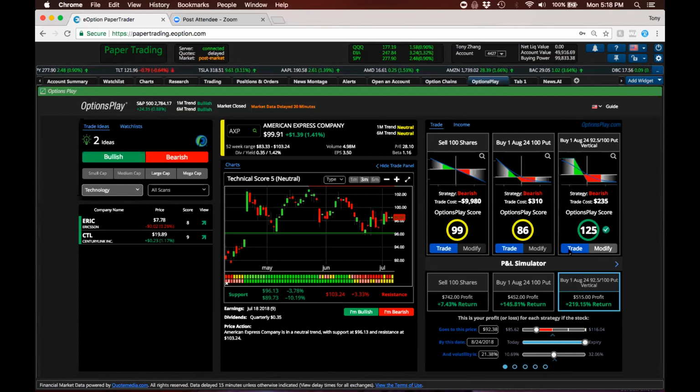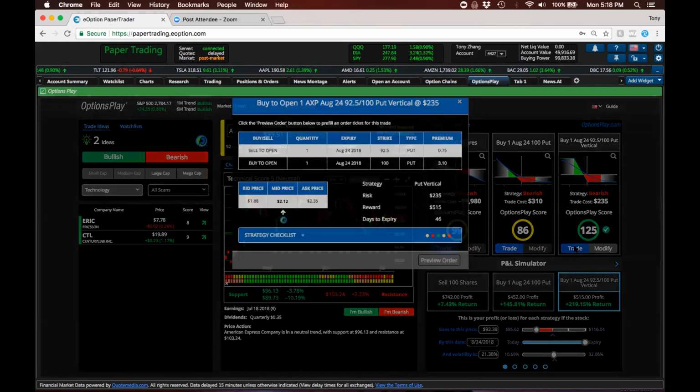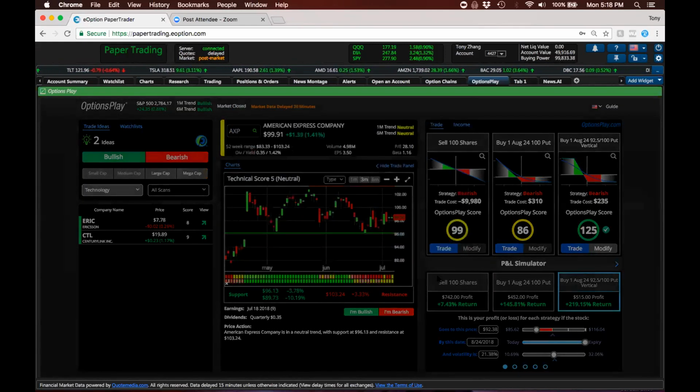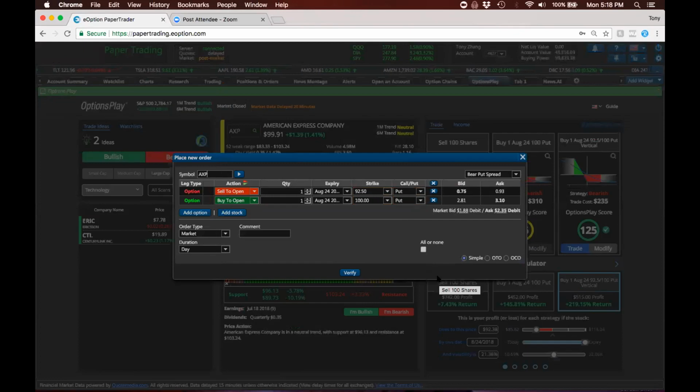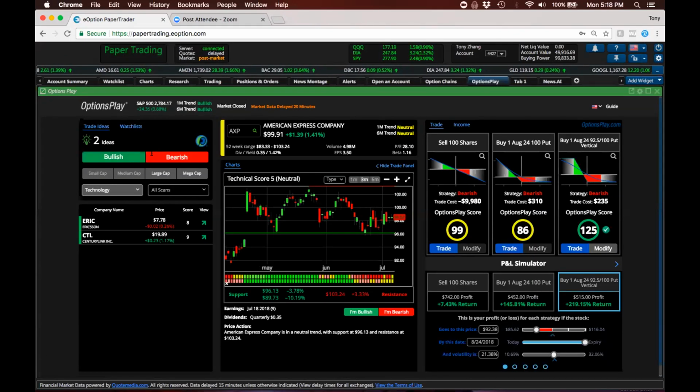And lastly, once you've decided you want to place that trade, make sure you hit that trade button, because when you hit the preview order button, it pre-fills that ticket for you, makes your life a lot easier, and makes sure that you don't put in anything incorrectly. There's a lot of parameters on this page. Sometimes you might enter something incorrectly. We want to make sure we minimize those types of mistakes. So by pre-filling the ticket for you, we really help you minimize those mistakes.